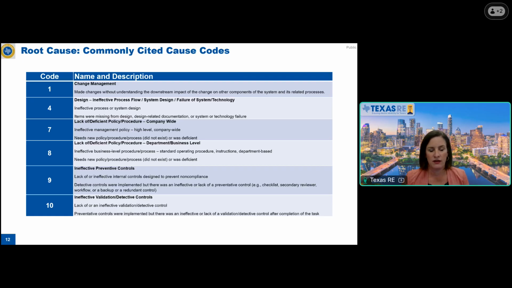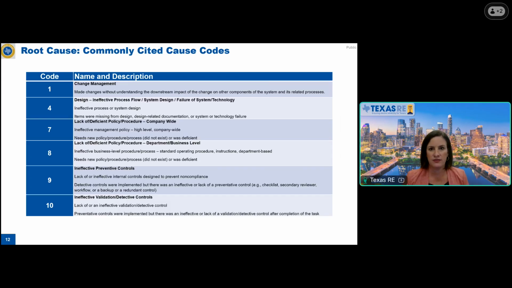As you all know, a great deal of what your compliance program is made up of is internal controls that are designed to prevent noncompliance. So often we'll find that when something occurs that is unanticipated or that is a potential noncompliance, it's because there wasn't something in place, an internal control in place to prevent it, or the internal control was somehow lacking. These internal controls might be things like a checklist, secondary reviewer, workflow, or a backup or a redundant control. Similarly, we see a lot of ineffective validation and detective controls.